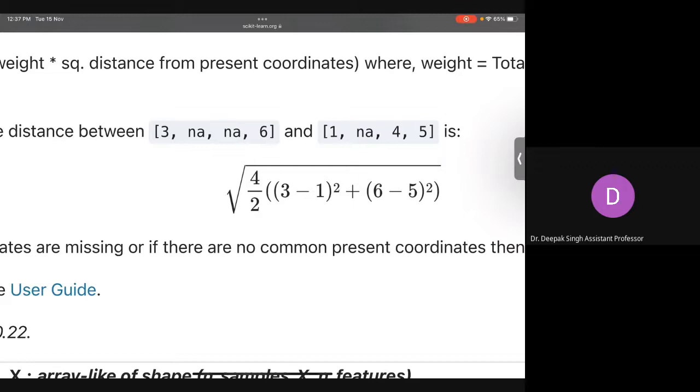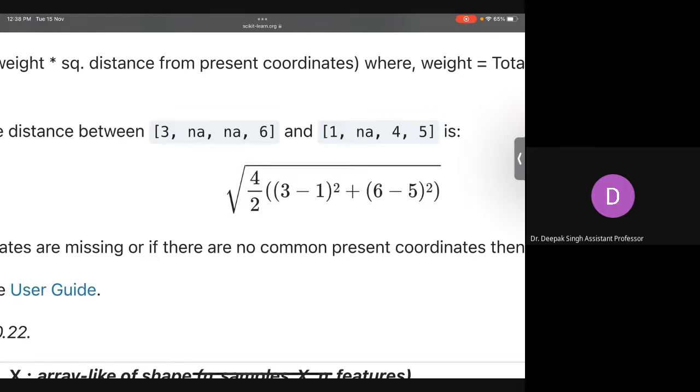What you will do is directly use a formula: total number of data points. How many data points, coordinates, are there? 1, 2, 3, 4. Okay, 4 data points divided by the number of present values, the number of cells where the values are present. It's 2. Where? 3, 1, 6, 5. 3, 1 and 6, 5. Here, 2 are present.